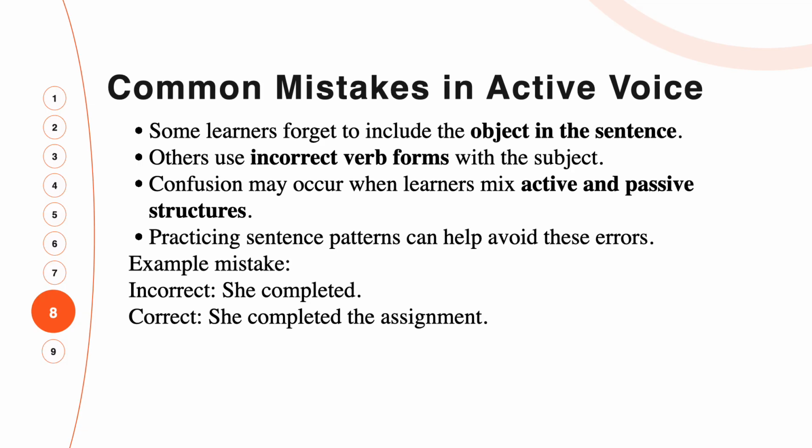In this slide, we look at some common mistakes learners make when they are using active voice. One common mistake is forgetting to include the object in the sentence. Another mistake is using incorrect verb forms with the subject. Some learners also confuse active voice with passive voice, which can lead to incorrect sentence structures. For example, the structure she completed is incomplete because the object is missing. The correct sentence would be she completed the assignment. Adding the object makes the sentence clear and complete.